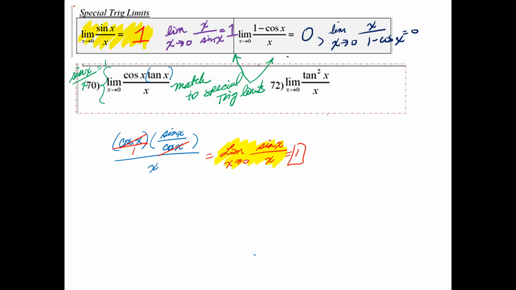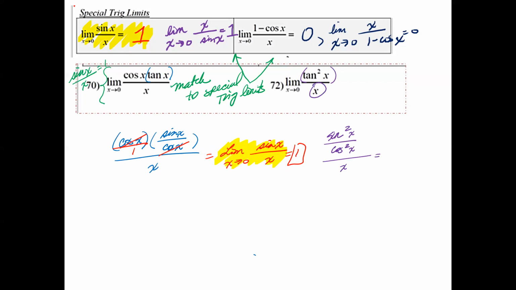All right, let's take a look at question number 72. This one is a little bit trickier. You will probably have to think a little bit outside the box. It's not going to be as simple as number 70 where it's pretty straightforward. So as I'm looking at tangent squared x, I know tangent x equals sine x over cosine x. So then I can probably rewrite the tangent squared x as sine squared x over cosine squared x divided by x. Don't forget your denominator.